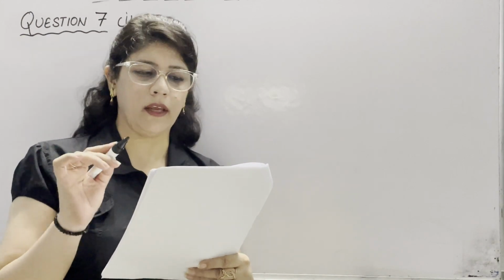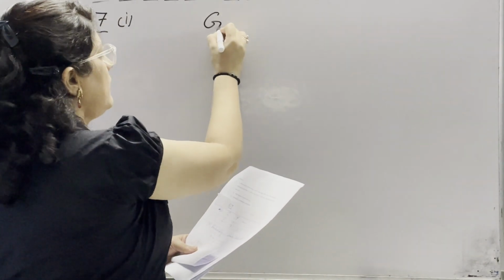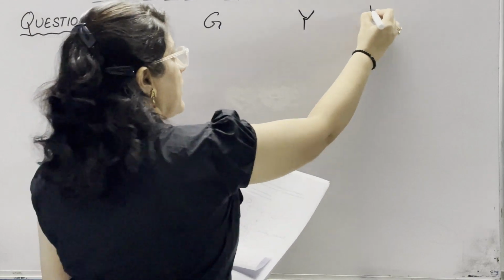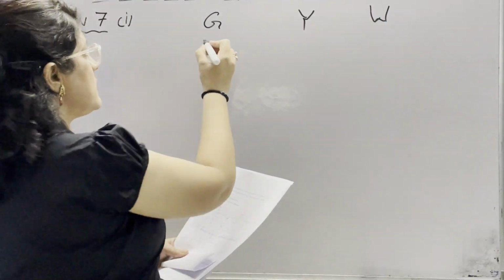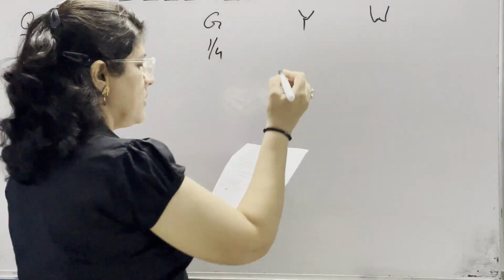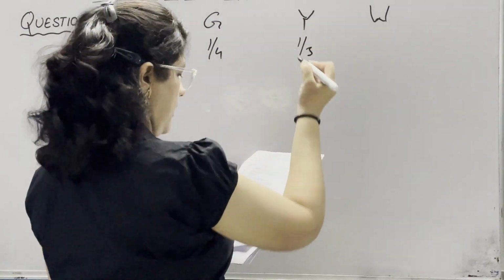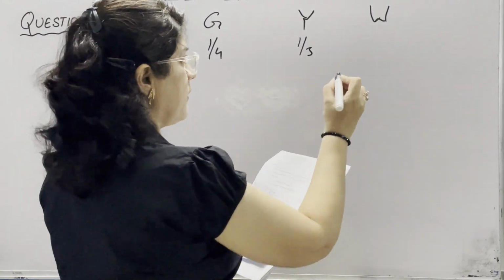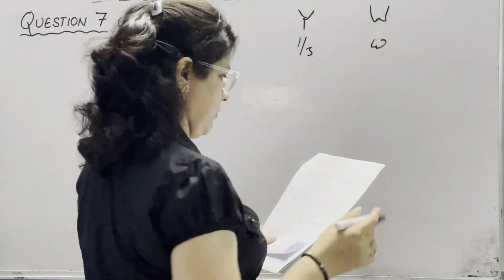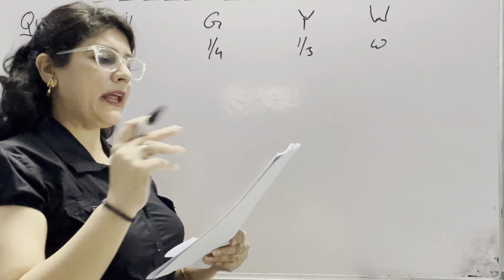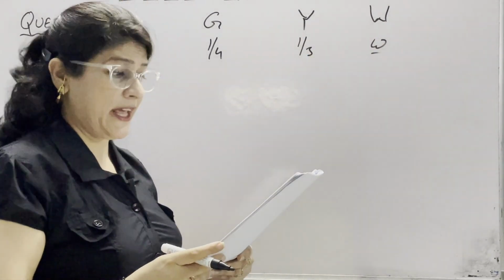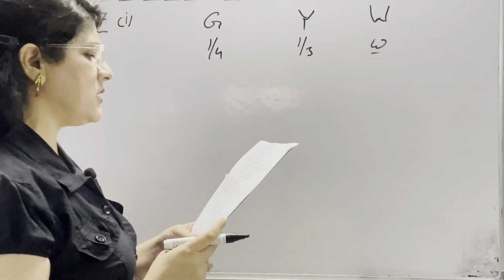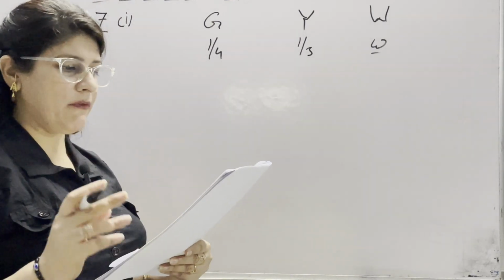In question number 7 part 1, a box contains some green, yellow and white balls. The probability of selecting a green ball is 1 by 4, yellow ball is 1 by 3 and white balls is not given, so we assume it as W. If the box contains 10 white balls, it means the number of white balls in this box is 10. Then find the total number of balls in the box and the probability of selecting a white ball.